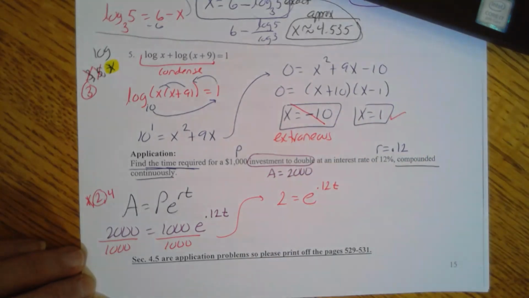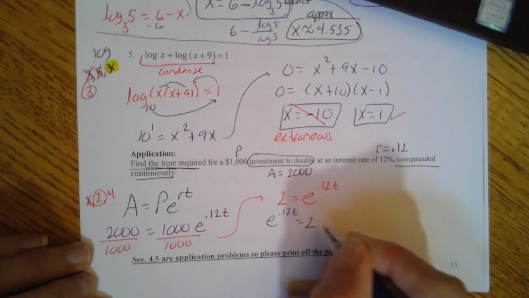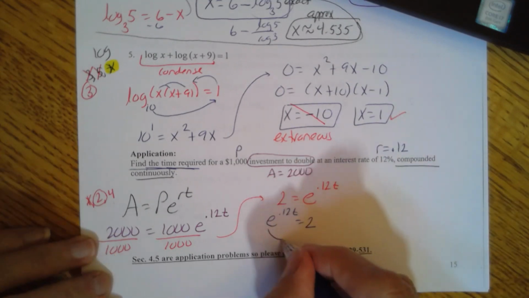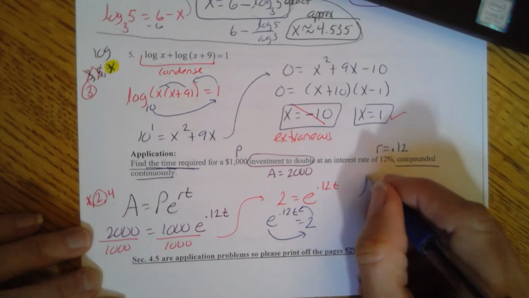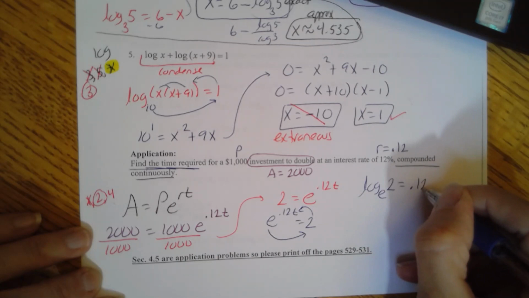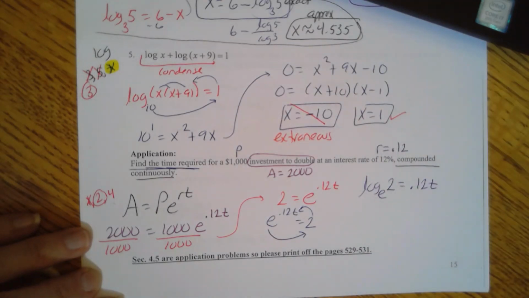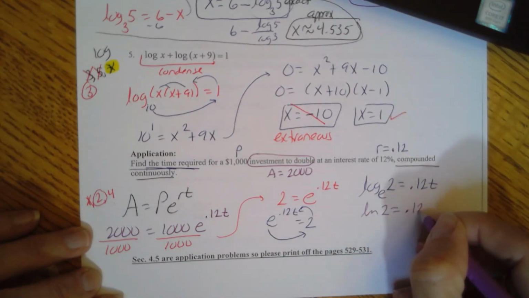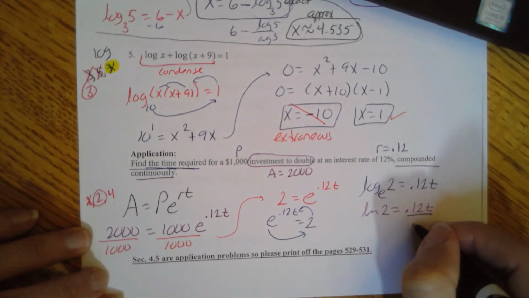Now, if you don't like the 2 on the left-hand side, you can flip it over to the right-hand side and do the circle that way. Or you can do it backwards. It doesn't really matter. So we do log base e of 2 equals the exponent. So log base e of 2 equals 0.12 t. Now we don't ever call it log base e. What do we call log base e? We call it natural log. So natural log of 2 equals 0.12 t. And we still got to get t by itself, so we'll divide by 0.12.